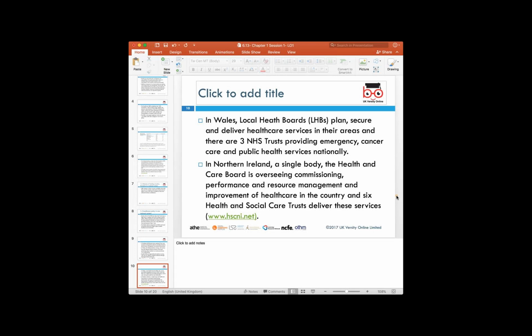Now, in Northern Ireland, there's a single body, the Health and Care Board, which oversees the commissioning, performance, and resource management, in particular to provide healthcare services to approximately 1.4 million people in terms of population in Northern Ireland. And they cover the 6 different health and social care trusts which deliver these services within Northern Ireland.